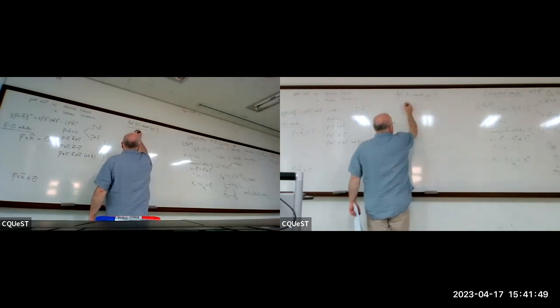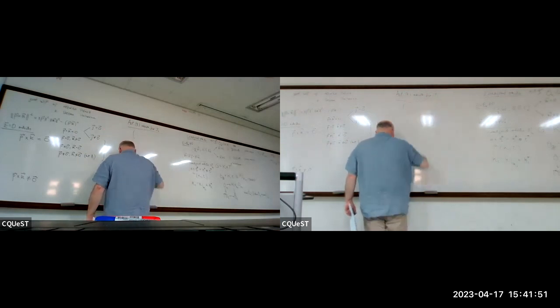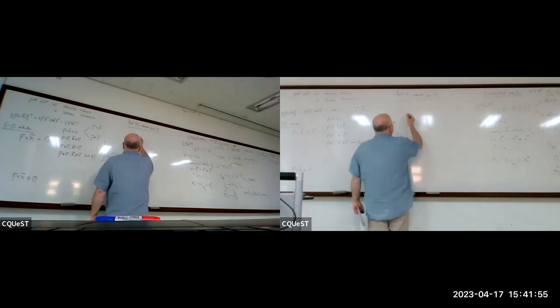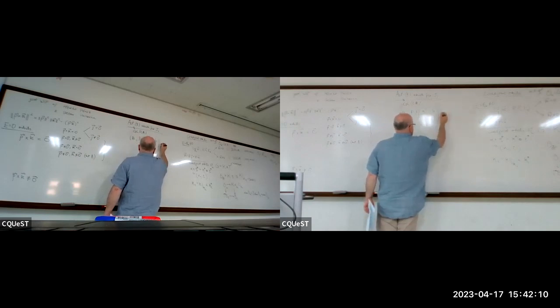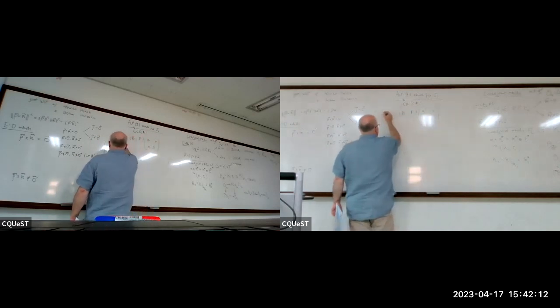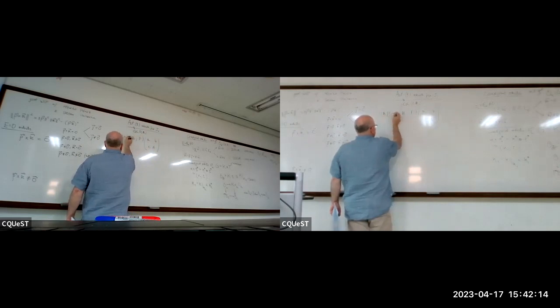Well, you can basically, it's GL2R. So this looks like GL2R. And it's acting in the following way. So let's write P and K like that, and you know, A, B, C, D. So anyway, P and K change in this way, and A changes by the determinant.